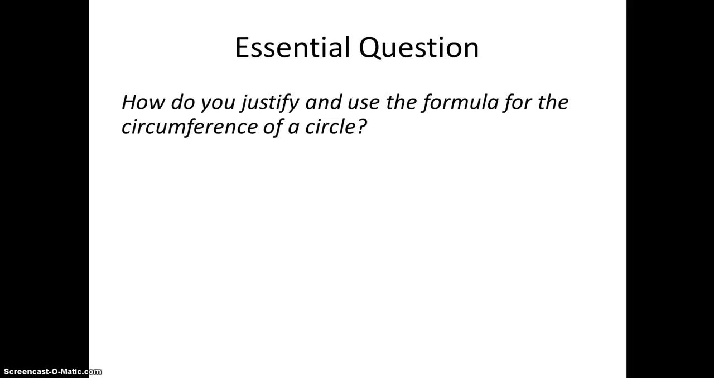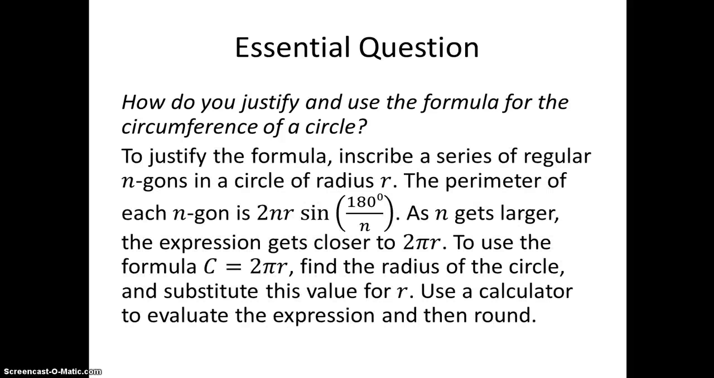So here's a question that we addressed in our lesson today. How do you justify and use the formula for the circumference of a circle? Well, to justify the formula, if you remember, we basically inscribe a series of regular N-Gons in a circle of radius r, and the perimeter of each N-Gon is 2nr times the sine of 180 degrees divided by n. As n gets larger and larger and larger, the expression gets closer and closer to 2 pi r.